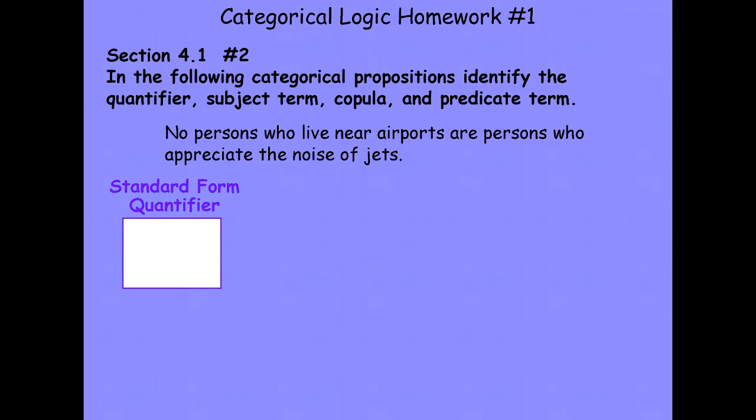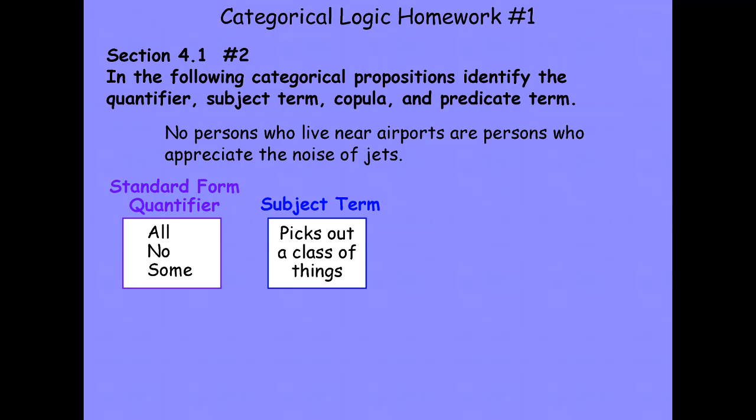We have a standard form quantifier. It's the beginning of the standard form categorical statement, and it is either all, no, or some. That standard form quantifier is going to be followed by a subject term. It is a phrase that picks out our subject class, a class of things. That class of things will be related to our predicate term, which picks out our second class of things.